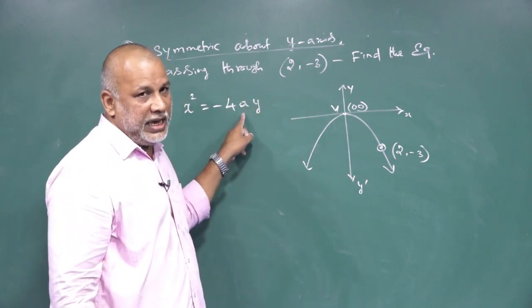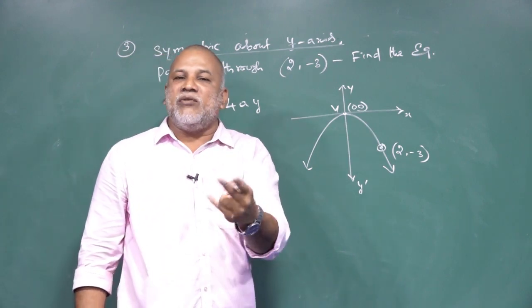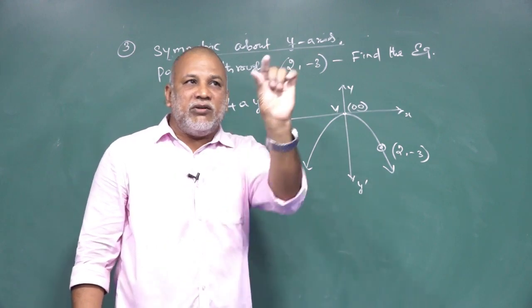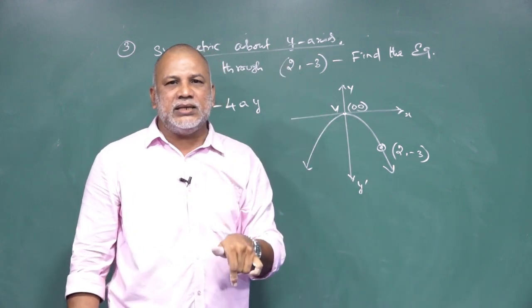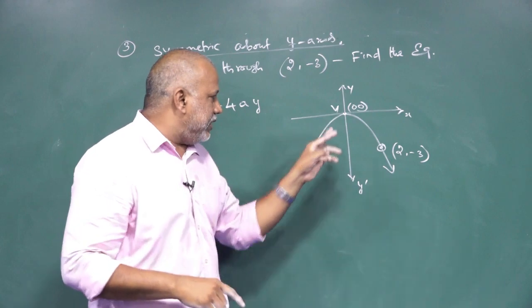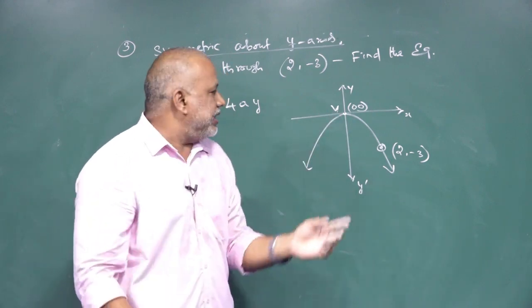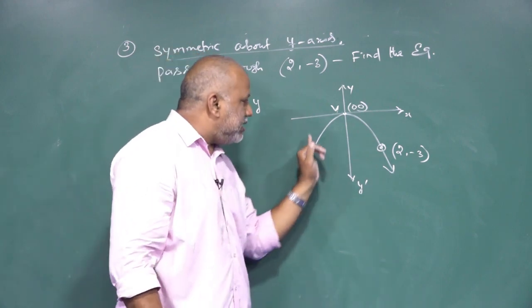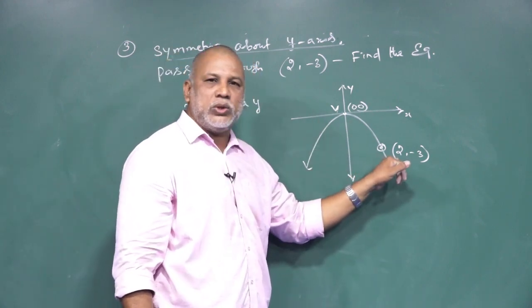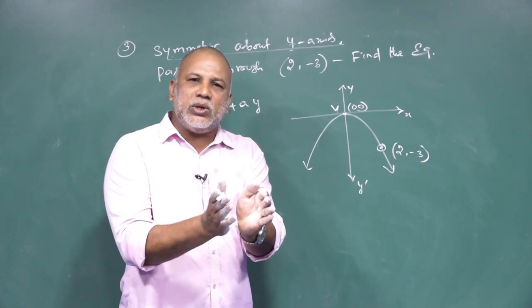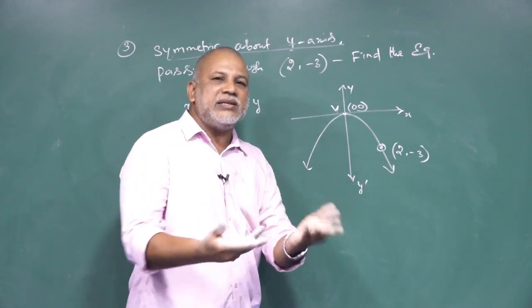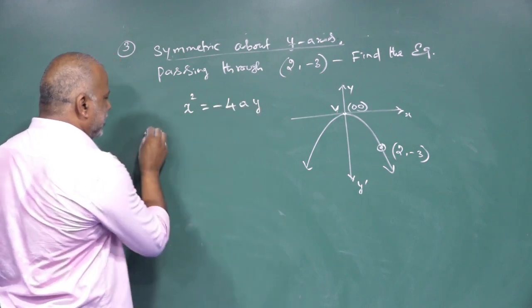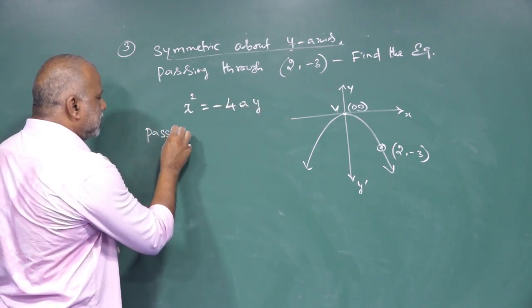Here we need a. In questions number 1 and 2, we were able to work out a in a different way. What was the method in 1 and 2? It is the distance between the vertex and focus. Here the vertex we know, but the focus is not given. Therefore, we are not able to work it out that way. But we have another idea. This is the equation of the parabola. It passes through a point. For a particular equation passing through a point, we can substitute. Therefore, x squared equal to minus 4ay passes through the point.